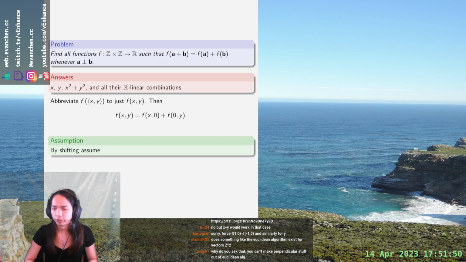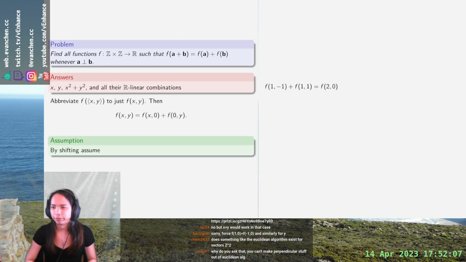Like, I can do f of (1, -1). I'm going to take just some rotation. F of (1, 1). These are perpendicular, right? Because their dot product is 0. So this is equal to f of (2, 0). I like this assumption that f(1, 0) is f(-1, 0).